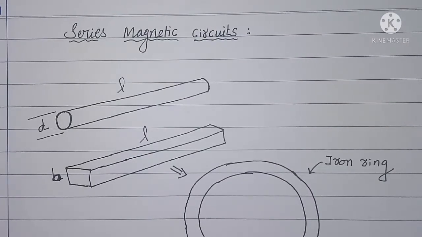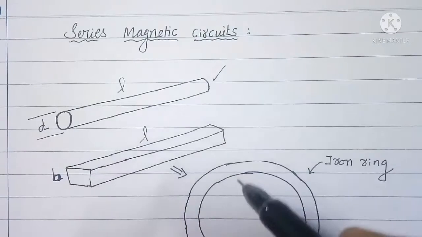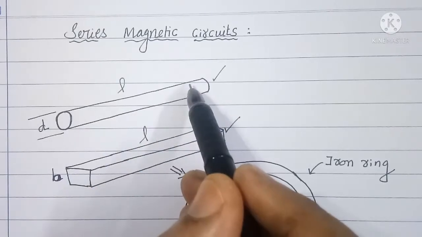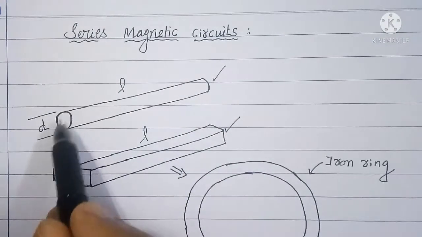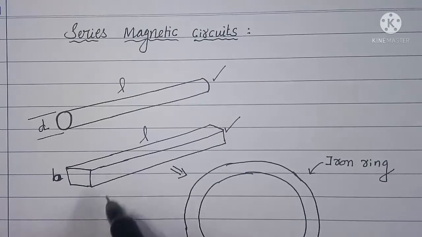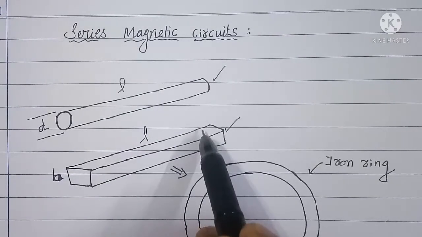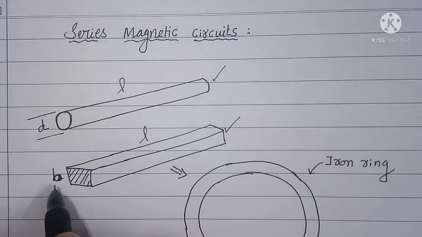To understand a series magnetic circuit, let us see how an iron ring is made from an iron rod. We can have an iron rod having a cylindrical shape or a shape of cuboid. In a cylindrical iron rod, let us say the length of the rod is L meters and the diameter of the rod is D meters. In case of a cuboidal iron rod, say the length of the iron rod is L meters and the cross section is square having side length B, or the thickness of the rod here is B.